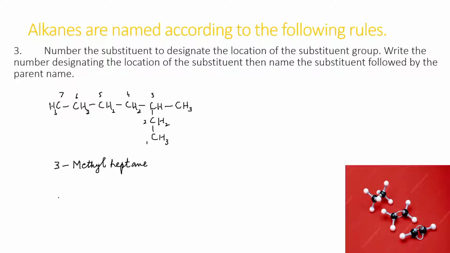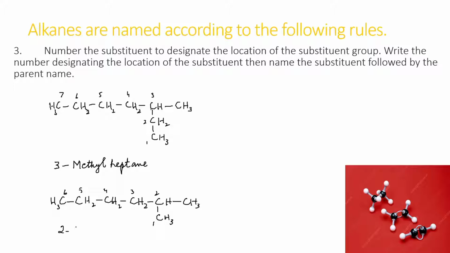And if I draw this structure, this chain, CH3, CH2, CH2, again CH2, CH, CH3 and CH3. So I'll start counting from the end which is close to my substituent or the branch. So I will count 1, 2, 3, 4, 5 and 6. My substituent is attached with carbon number 2, so I'll first write 2 to locate its position. It's attached with carbon number 2.